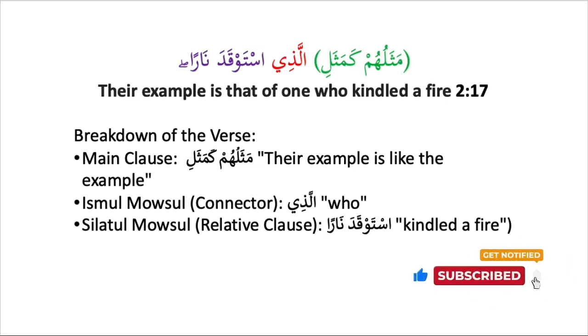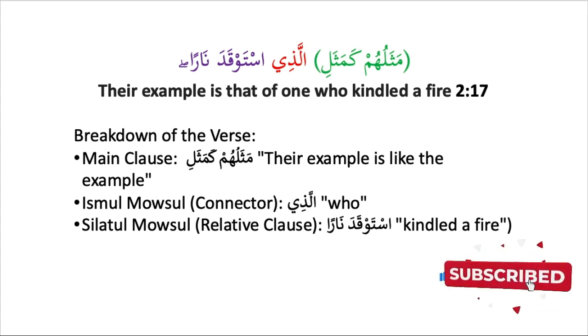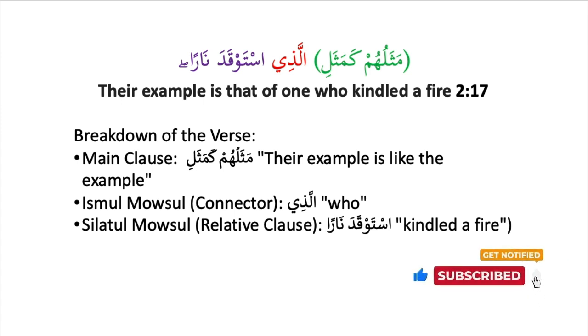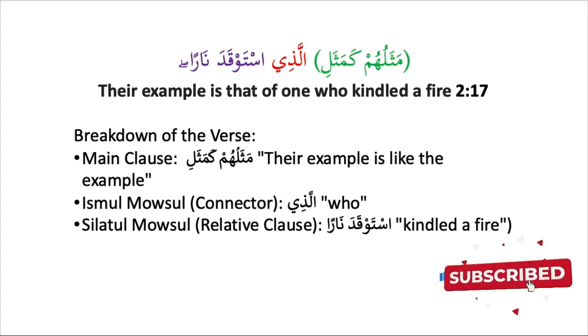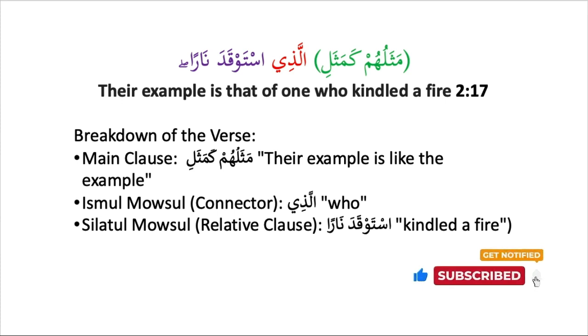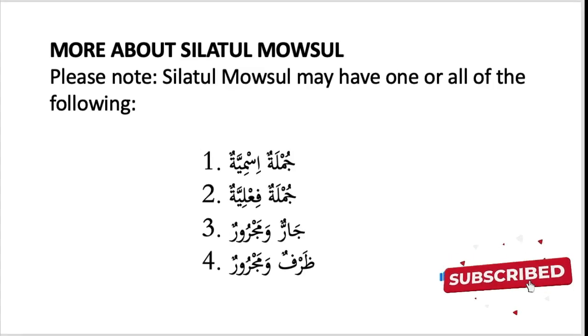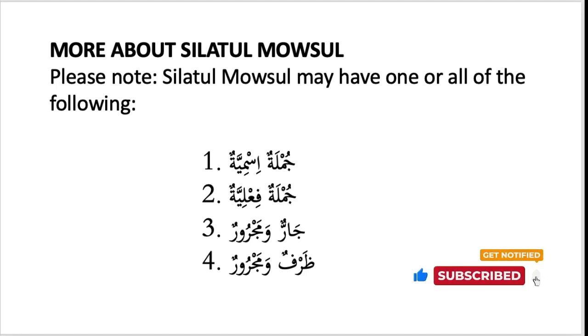Surah Baqarah, verse 17: Masaluhum kamasalil ladzi istawqada naran. Their example is that of one who kindled a fire. Here, the main clause is masaluhum kamasali, their example is like the example. Ismul Mowsul or the connector is alladhi, who. Silatul Mowsul, the relative clause, is istawqada naran, kindled a fire. Silatul Mowsul may have one or all of the following: Jumlatul Ismiya, Jumlatul Fi'liya, Jarrun wa Majrurun, Zarfun wa Majrurun.